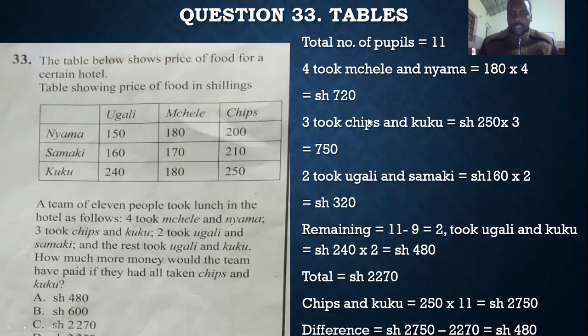So when you add the 720, 750, 320, and this 480, you get 2,270. Then the question is, how much more money would the team have paid if they all had taken chips and kuku? So if all of them had taken chips and kuku, they would have paid, chips is here, kuku is there, move across, they meet at 250. The 11 of them would have paid 2,750 when you multiply 250 times 11.